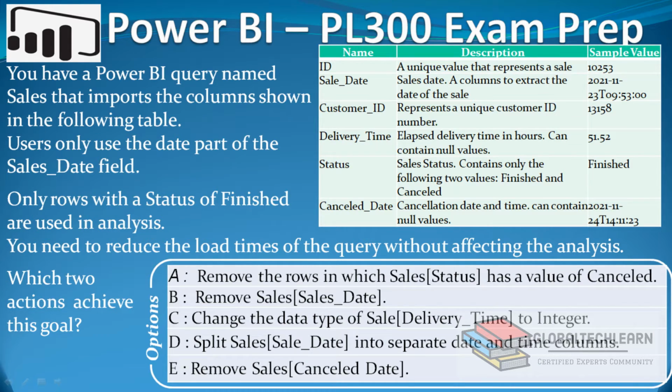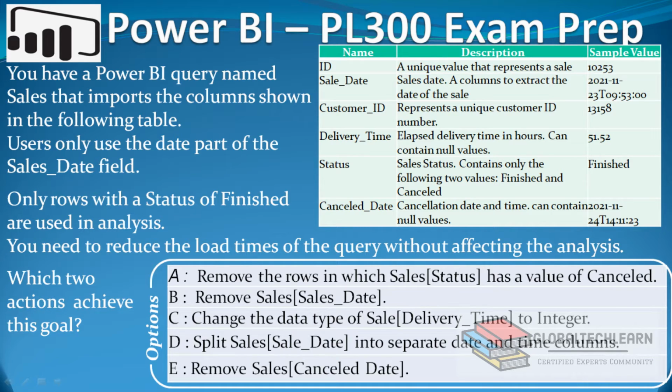Now let's look at the options. Option A is to remove the rows in which sales status has a value of cancelled. This is related to given information number 2, that only rows with status of finished are used in analysis. Under status, as per the table, this field has only two values, finished and cancelled, and the option says we need to remove the rows where the value is cancelled. That means we will have records where the status is finished. So this option looks correct, and we will try it in Power BI Desktop.